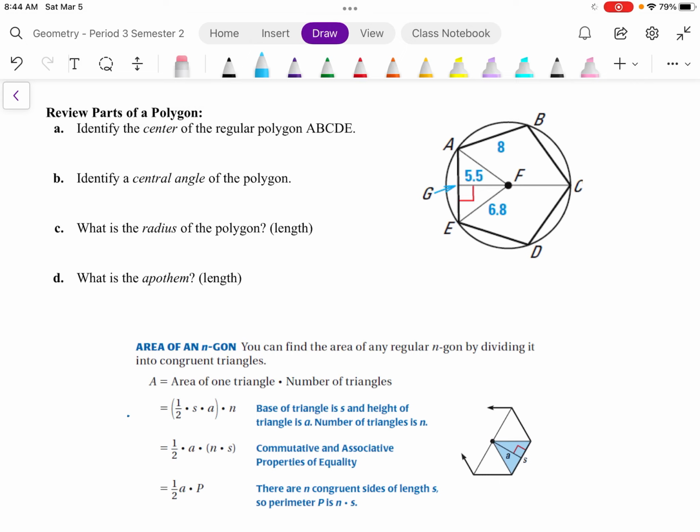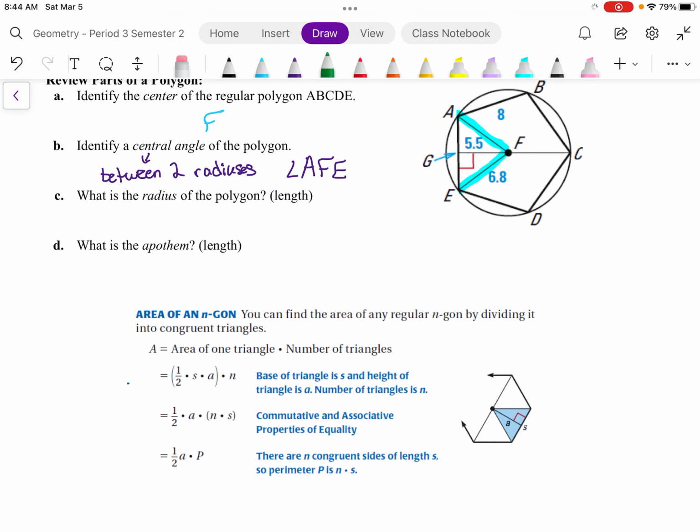We have the center of the regular polygon ABCDE is going to be at point F. And when you label a point, it's just the capital letter. And identify a central angle. And remember, the central angle is between two radiuses. So a radius goes from the center to a vertex. So AF and EF would be two radiuses. So a central angle could be angle AFE. And if you named it EFA, that's the same angle, so that works as well.